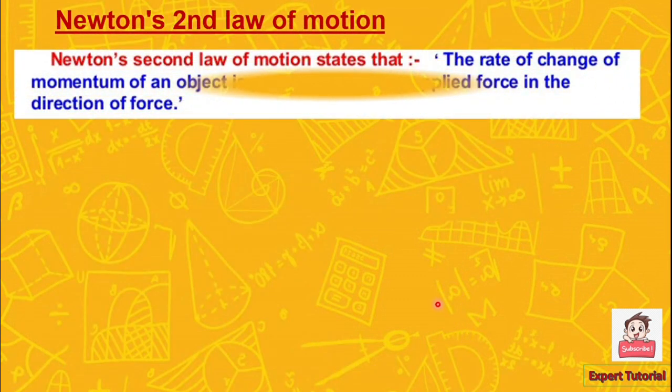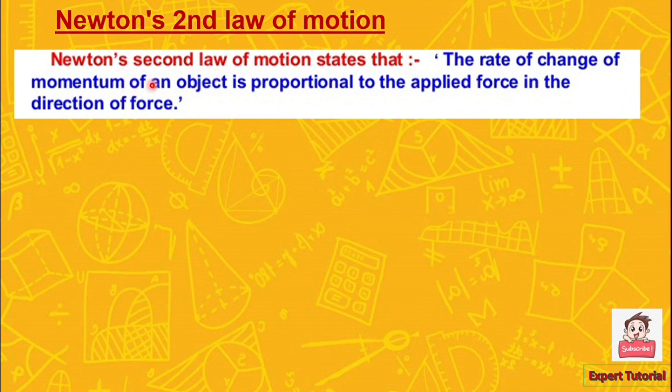Now, coming to Newton's second law of motion, it states that the rate of change of momentum of an object is proportional to the applied force in the direction of the force. Now coming to the mathematical expression of the second law. Suppose here is a body.